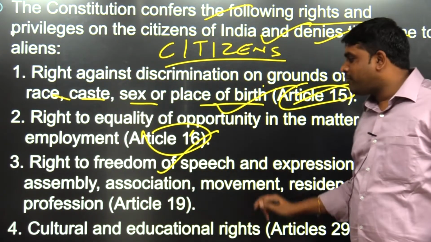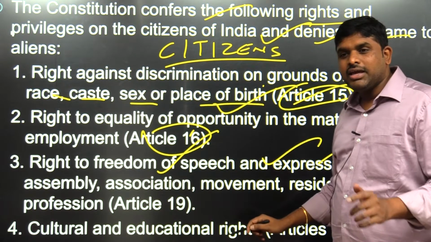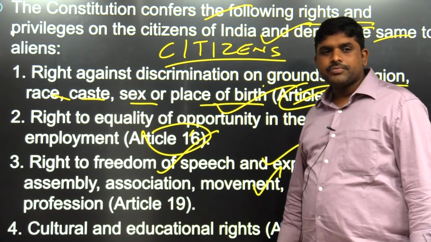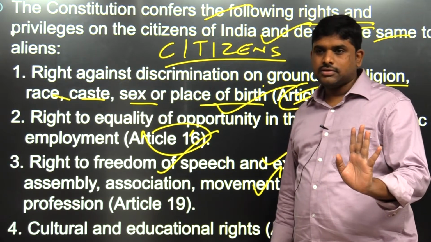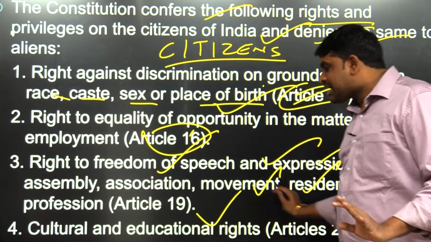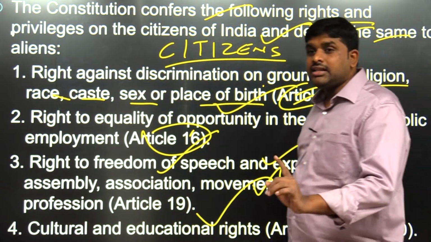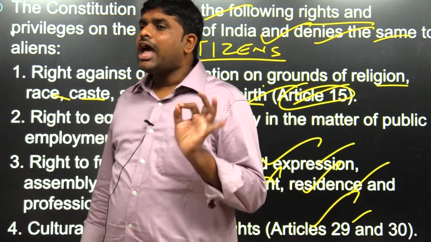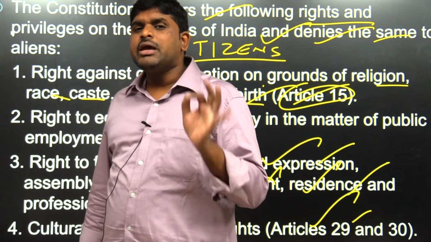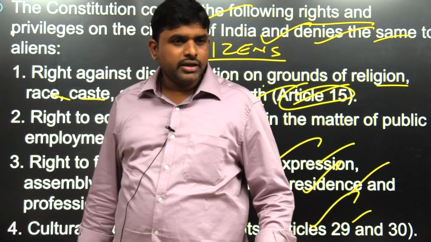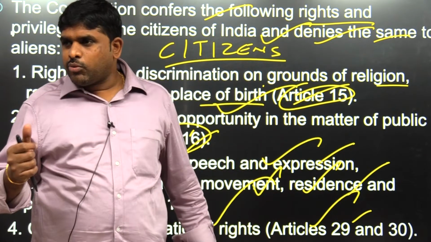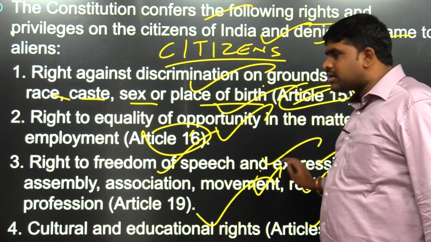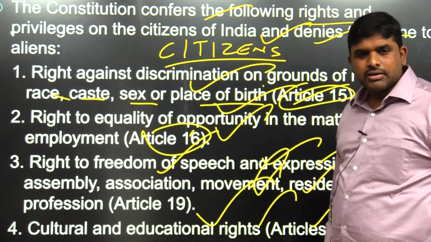Right to freedom of speech and expression, assembly, association, residence, profession and movement. Citizens of the country. Cultural and educational rights, Article 29 and 30. All the citizens of the country have equal cultural rights and equal educational rights, let it be a minority or a majority. Right to equality: first is Article 15, 16, 19, 29 and 30.